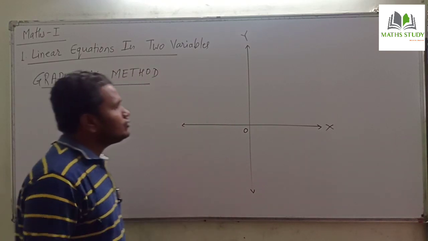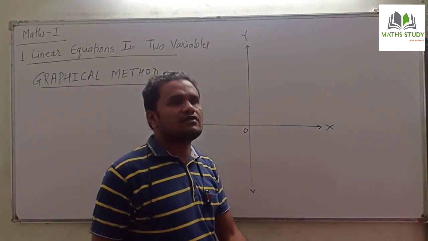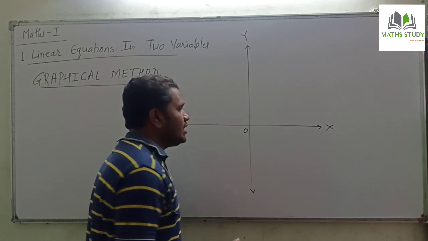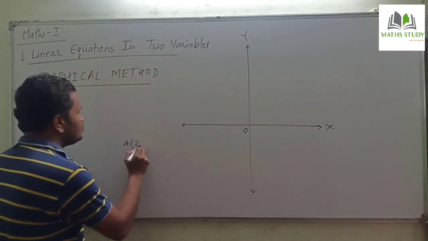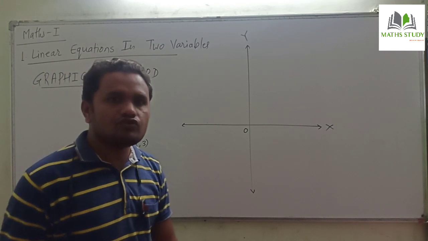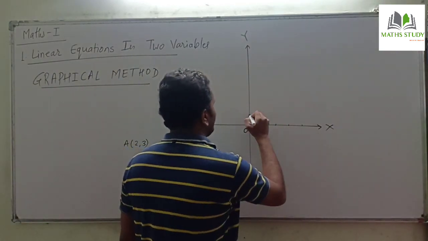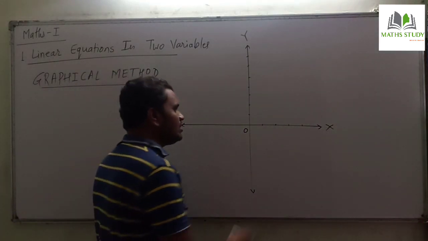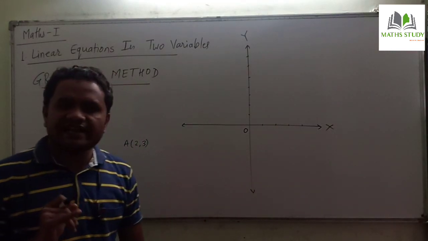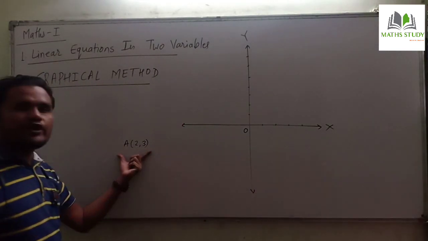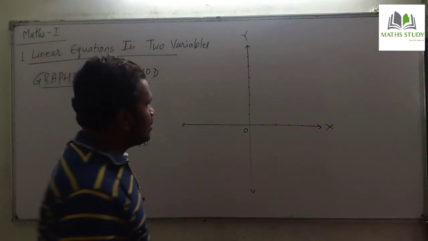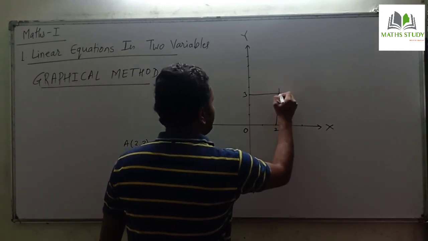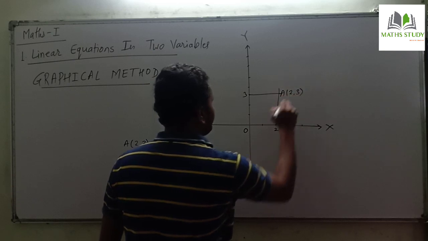Now, in the 9th standard also, we have seen the graph chapter. There we have drawn some points. For example, if we have to draw the point A(2, 3), what do we have to do? On the x-axis and y-axis, we know the numbers very well. We are not going to discuss the Cartesian coordinate system now, because we know the positive x-axis, negative x-axis, positive y, negative y, all these things. So suppose we have to draw the point A(2, 3). This is 2 on the x-axis and this is 3 on the y-axis, and where they meet, we get A(2, 3).